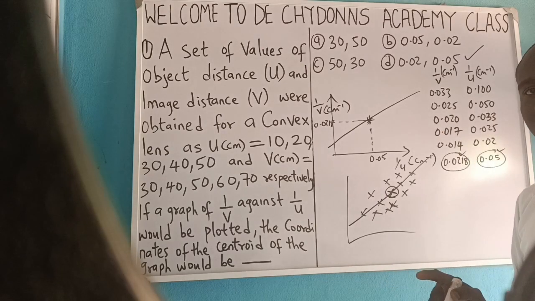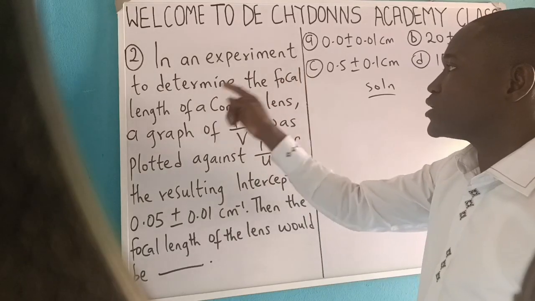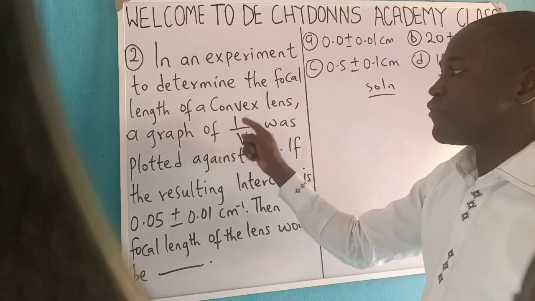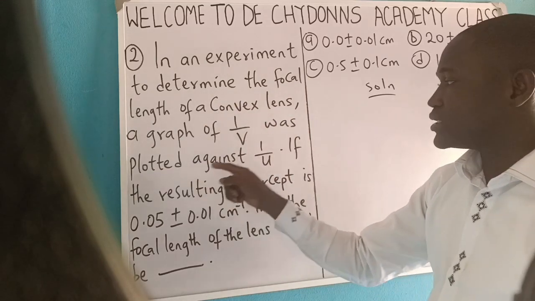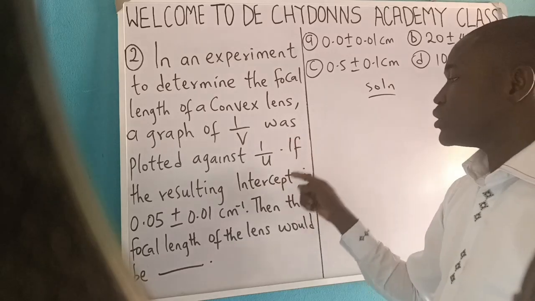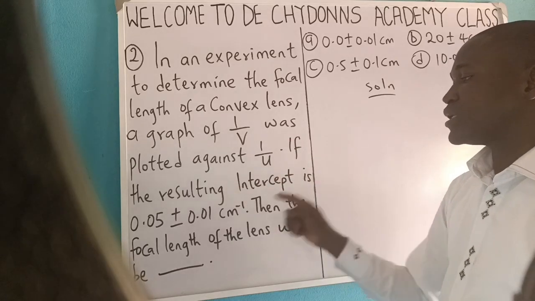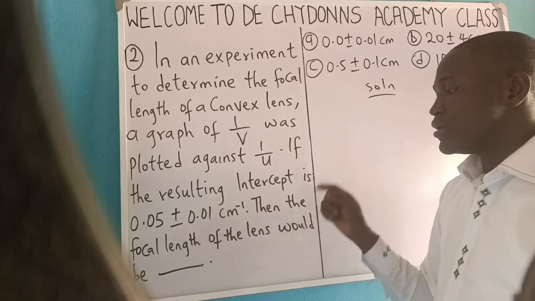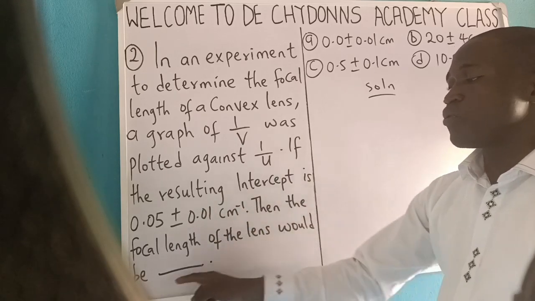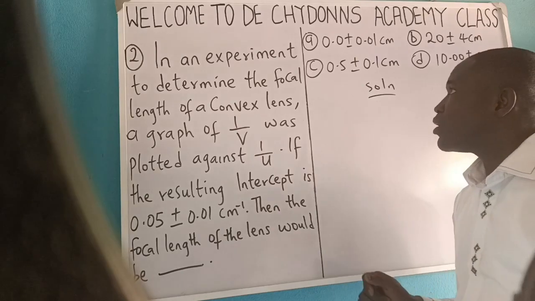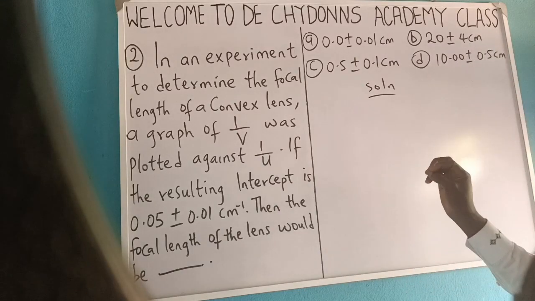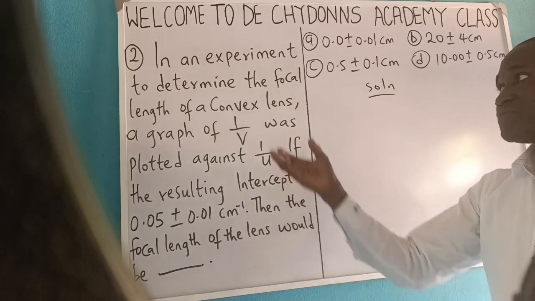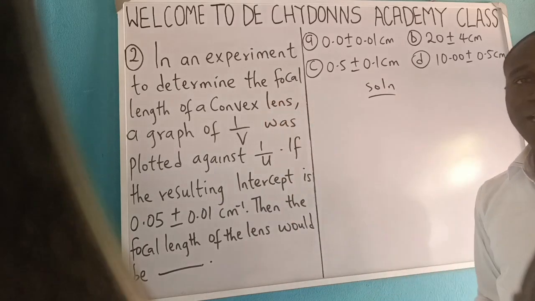Let's go to question number 2. In an experiment to determine the focal length of a convex lens, a graph of 1 over v was plotted against 1 over u. If the resulting intercept is 0.05 plus or minus 0.01 per centimeter, then the focal length of the lens will be what? Now, this is another important question they can ask us in convex lens. This is from an experiment on convex lens.